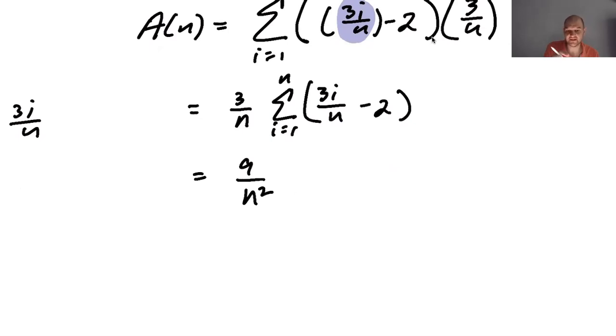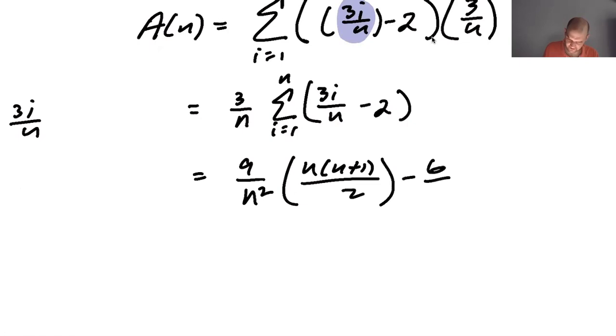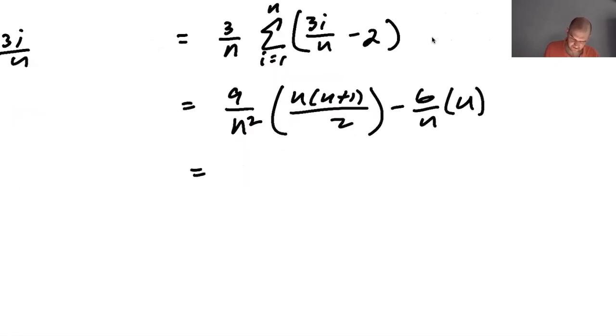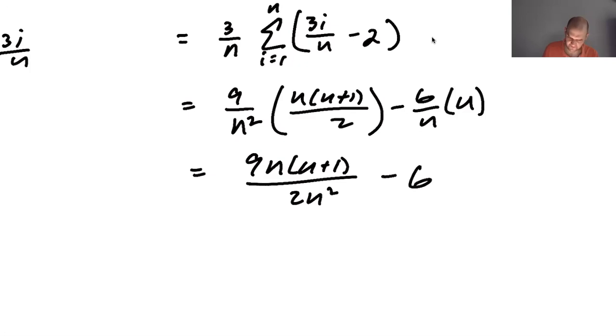I have 3 over n already, and I took out 3 over n. And then the sum of i is n plus 1 over 2. And then there's a 3 over n, I'm taking out negative 2, so negative 6 over n. And then it's the sum of 1, which is just n. So this, I don't know, 9n plus 1 over 2n squared minus 6.